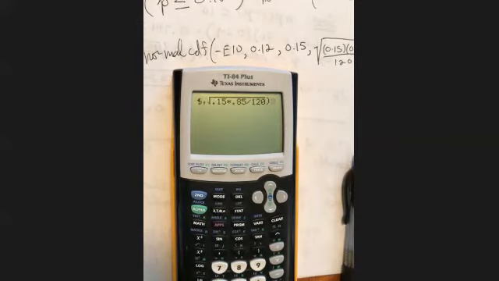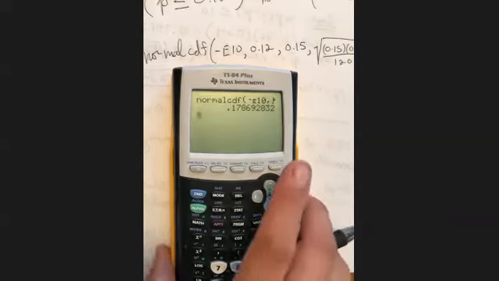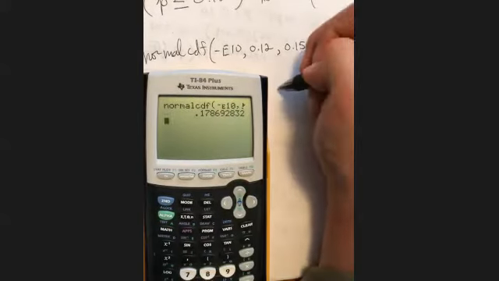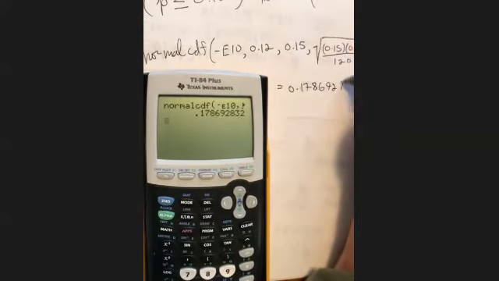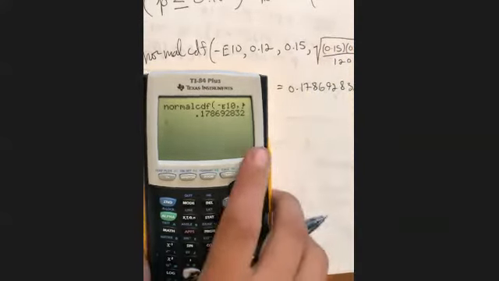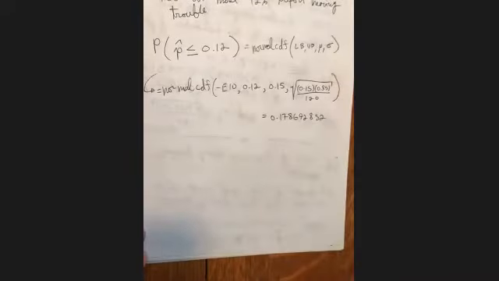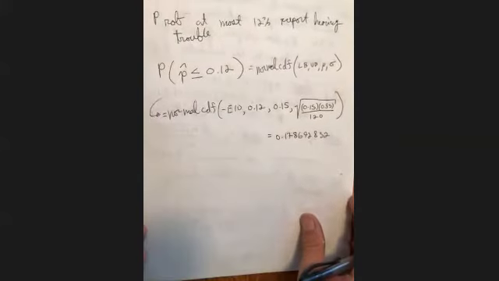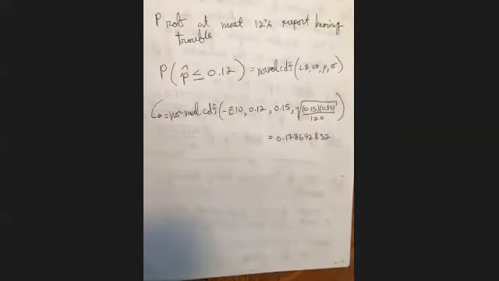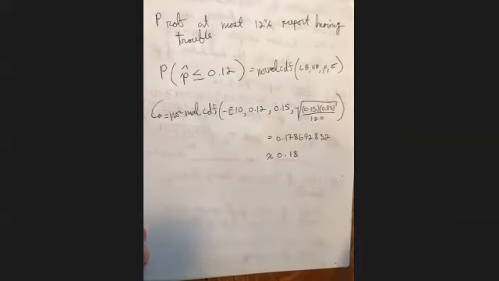Okay. Enter. And we get a result of 0.178692832. All right. So that's the numerical part. You can get the answer easily enough, and we can round this to 0.18.